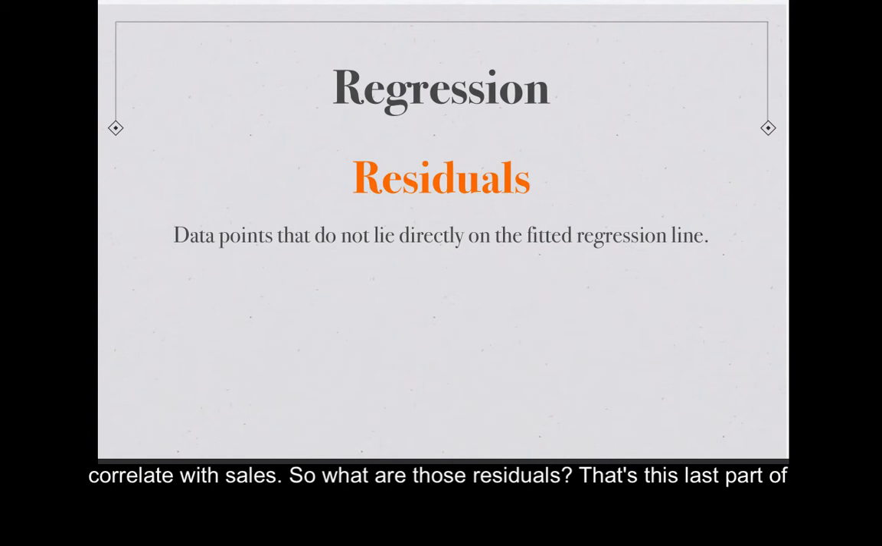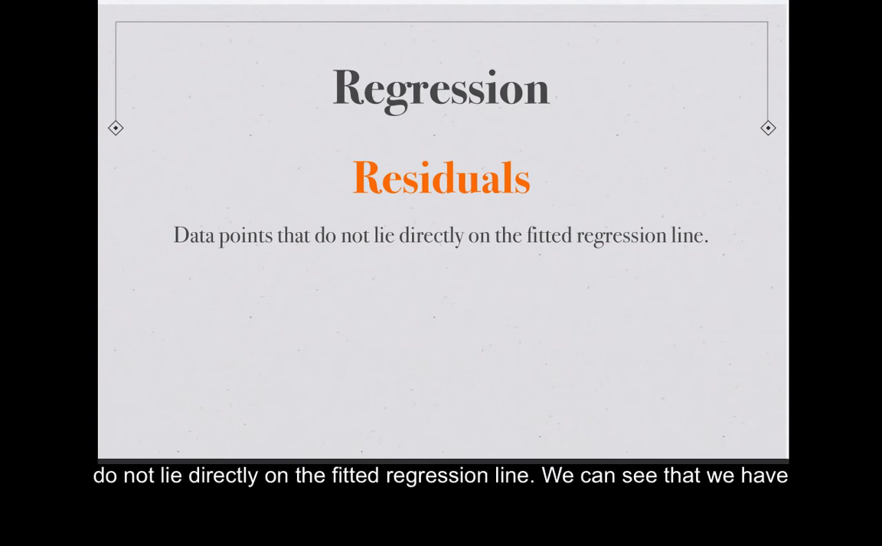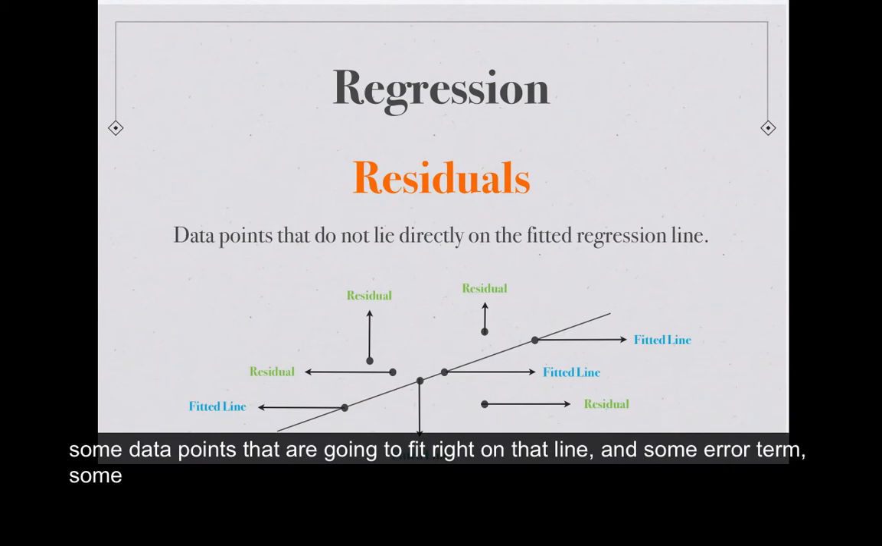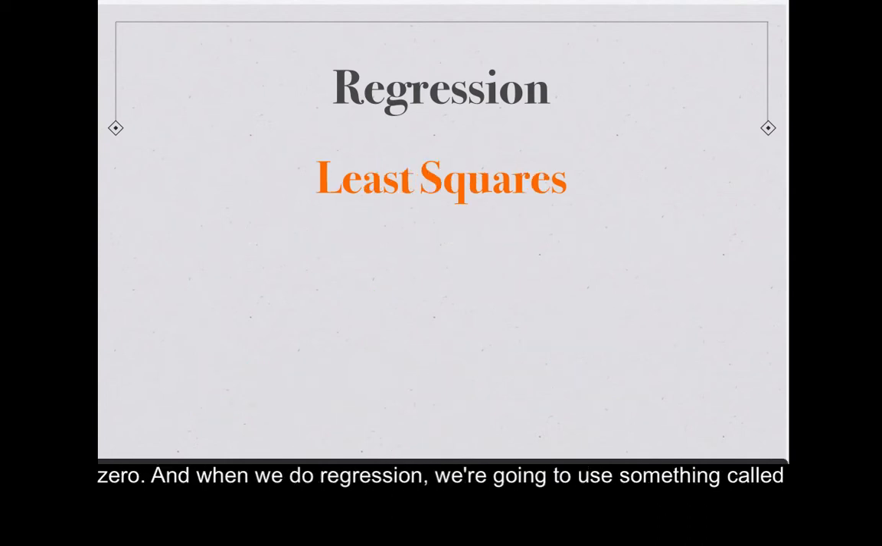We can see that the number of square feet does in fact correlate with sales. And so what are those residuals? That's this last part of the equation, the error term. And residuals are data points that do not lie directly on the fitted regression line. So we can see that we have some data points that are going to be fit right on that line, and some error terms, some residuals that are not on the line. The sum of those is going to equal 0.